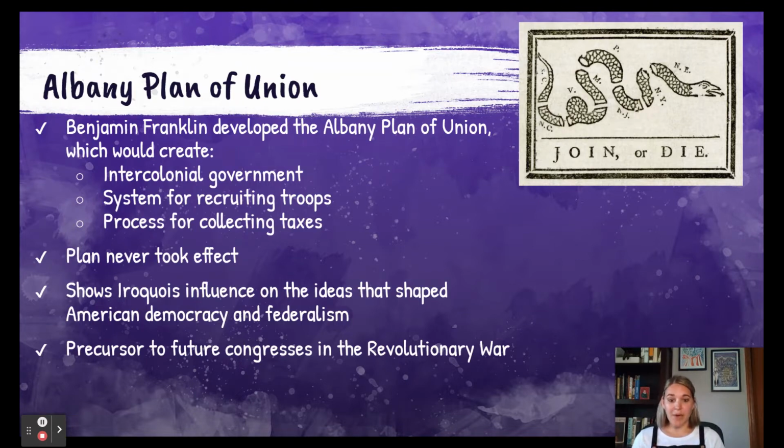Well, most people talk about how it sets the stage for other Congresses in the Revolutionary War, like the Stamp Act Congress or the First and Second Continental Congress. But also important for this Albany Plan of Union is how it was influenced by Iroquois allies at the time. And so what we can see as part of this plan is that there are some ideas about democracy and federalism that are actually shaped from the way the Iroquois Confederation ran their intertribal alliance.